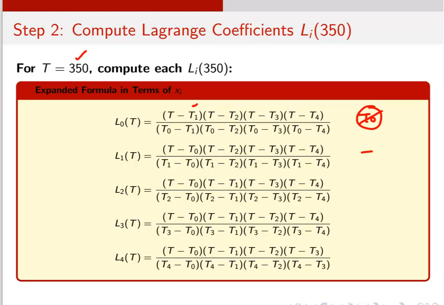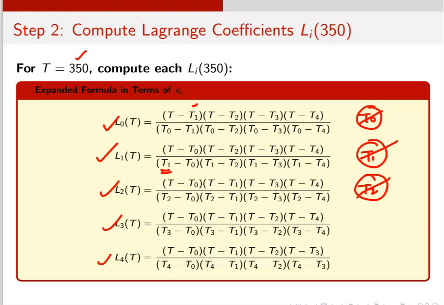Now L1 of T, similarly. T1 will not be in the numerator, so the numerator is T minus T0, T minus T2, T minus T3, T minus T4. The denominator is T1 minus T0, T1 minus T2, T1 minus T3, T1 minus T4. Remember T1 minus T1 will not be there, otherwise it will be 0. Again for L2, T2 will not be in the numerator, so it is T minus T0, T minus T1, T minus T3, T minus T4. Like that, you will get L0, L1, L2, L3 and L4.